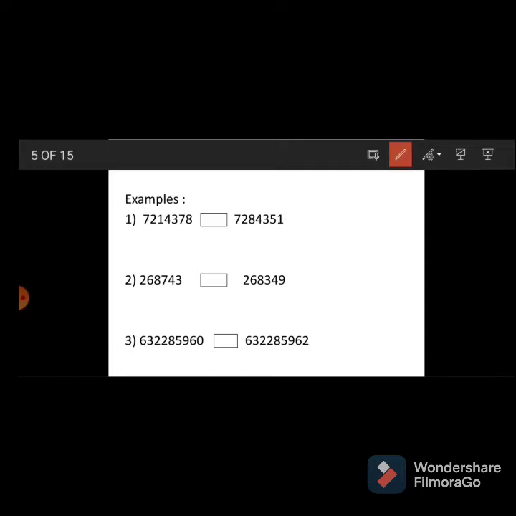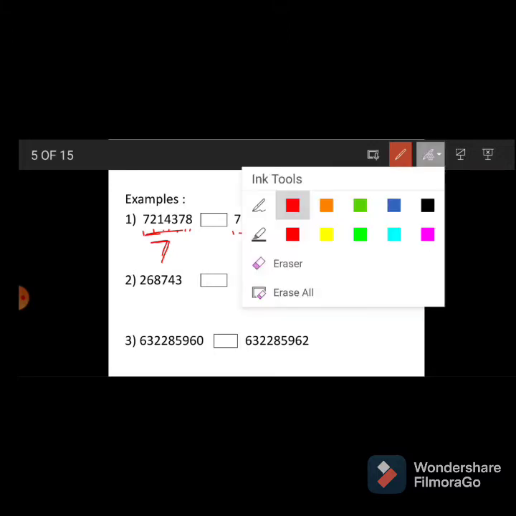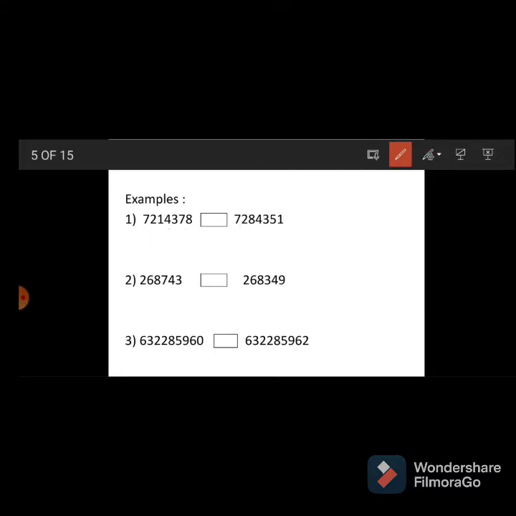And now see in this first example, to check digits: 1, 2, 3, 4, 5, 6 and 7, 7 digits. Here 1, 2, 3, 4, 5, 6, 7. Here also 7 digits. Means here the first rule is not applicable, because the number of digits in the two numbers is the same. Then what to do? Then we have to apply the second rule. What is the second rule? Check the leftmost digit. Means start from the left-hand side and go to the right-hand side in both numbers and check which digit is different.